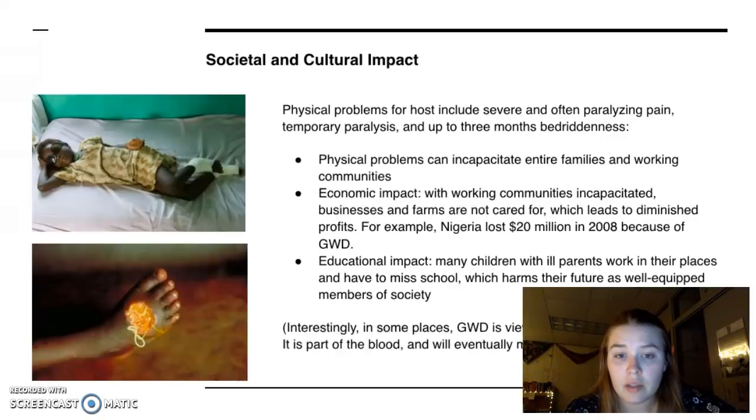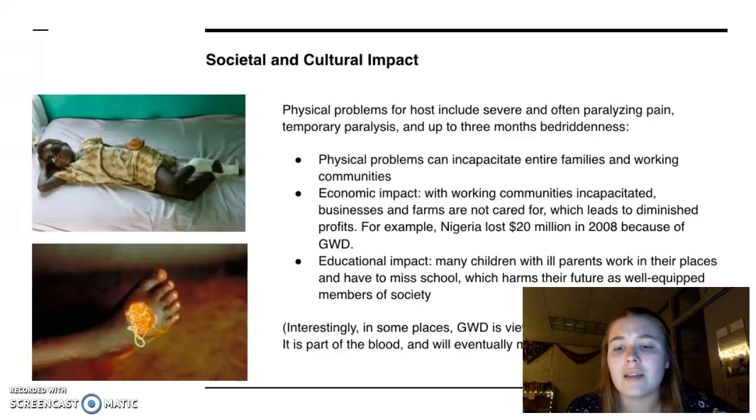So this has, obviously, economic impact. If your working community isn't working because they can't, then your businesses and farms are not cared for or tended, and you don't have very many profits or produce. And this obviously leads to diminished profits if you don't have the things you're supposed to be providing. So that's really bad. And for example, Nigeria lost $20 million in 2008 because of guinea worm disease.